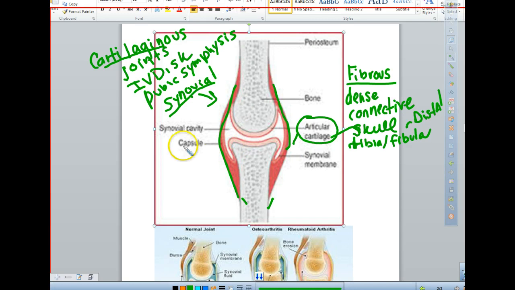So see this red area? Let me see if I can get a different color here. This part that's lining over top here, this very little lining, is the synovial membrane, which is secreting a fluid. So this cavity is filled with synovial fluid.